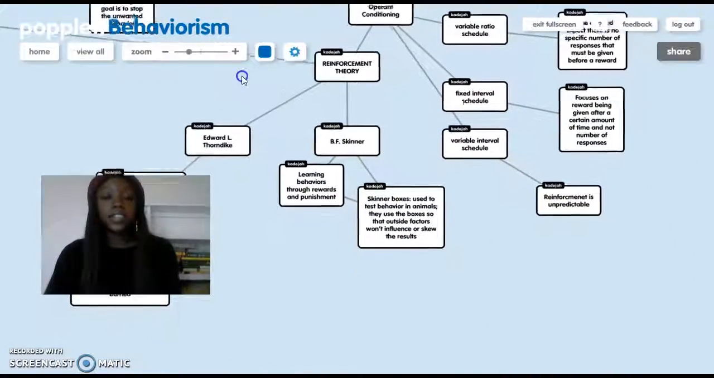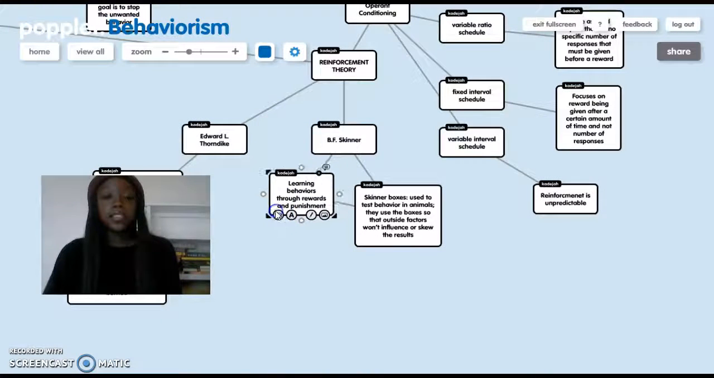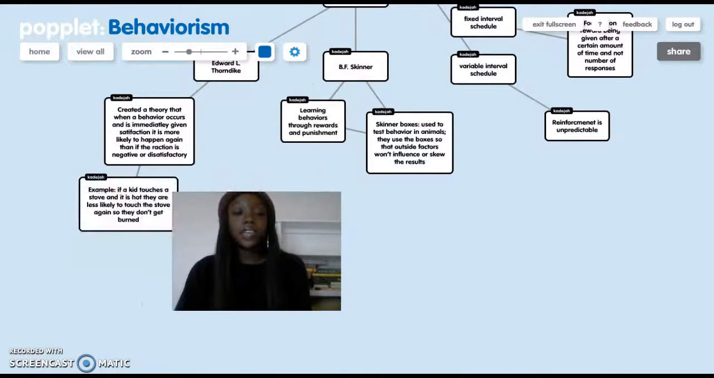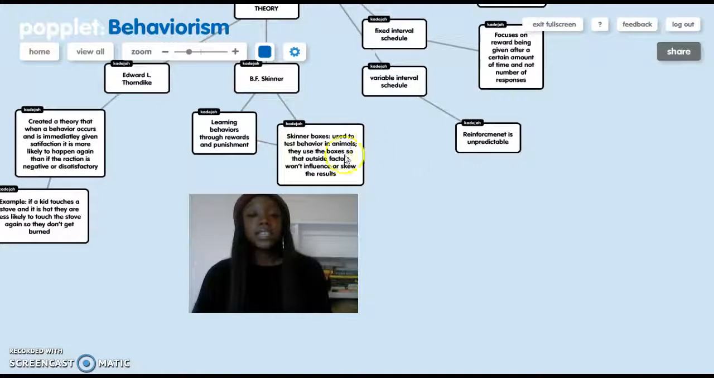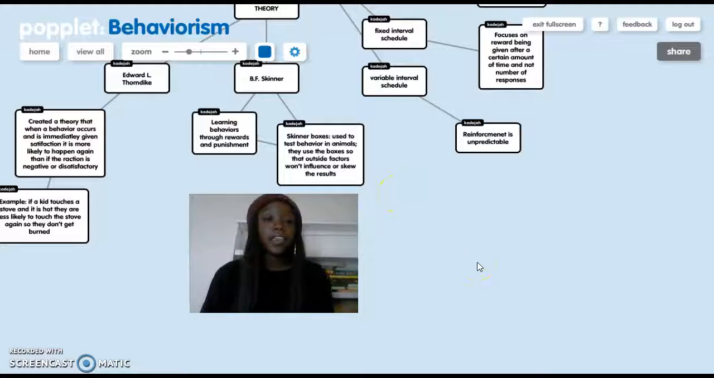For B.F. Skinner, his whole idea was that learning behaviors are created through punishment and reward. He tested this theory by using Skinner boxes and rats. He would separate the rats so that no outside factors would influence them, and they wouldn't get any other stimuli from outside factors, and just focus on the task at hand, like pulling a lever or pushing a button.